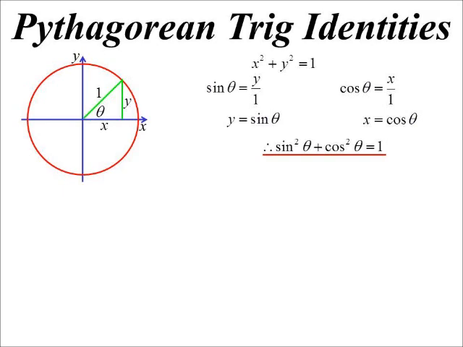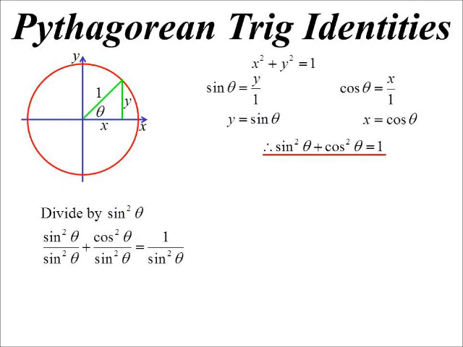But then we can play around with it. I'm going to divide everything by sine squared. So if I divide sine squared by sine squared, that's going to be 1. Cos squared on sine squared, well, cos on sine we know is the reciprocal of tan, which is cot, and the reciprocal of sine is cosec. So we get a second identity that we can use. 1 plus cot squared is equal to cosec squared.